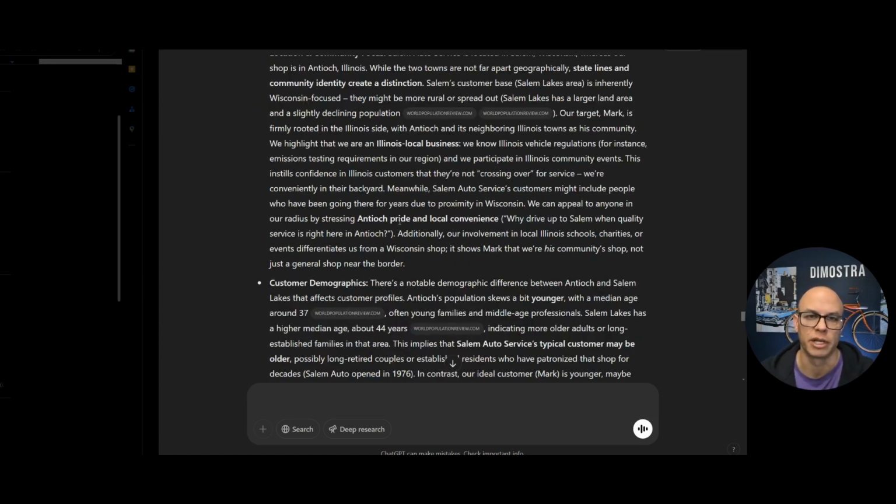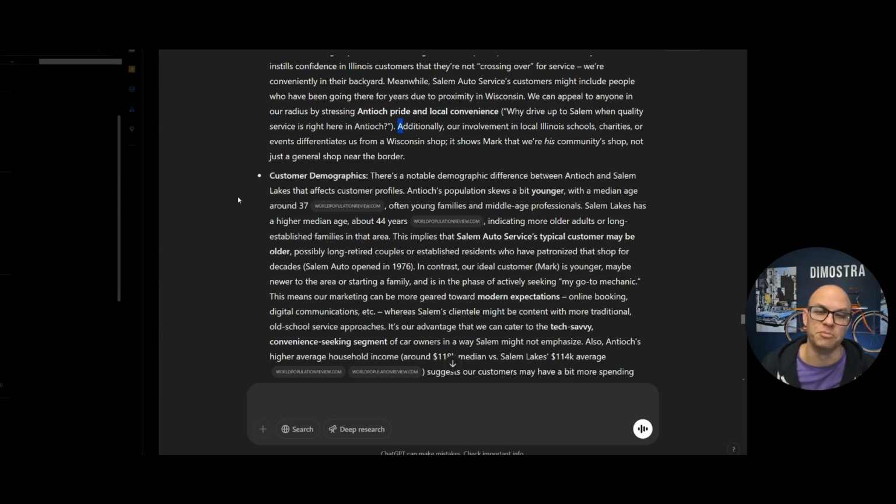Also in these recommendations is for the shop to be an active member in the community. So partake in parades or in charity events. And here it actually spells it out. Additionally, to use this for marketing, you can say our involvement in local Illinois schools, charities, and events differentiates us from the Wisconsin shop. Okay, they're not going to do that. And so we kind of position the shop as sort of a community member this way.